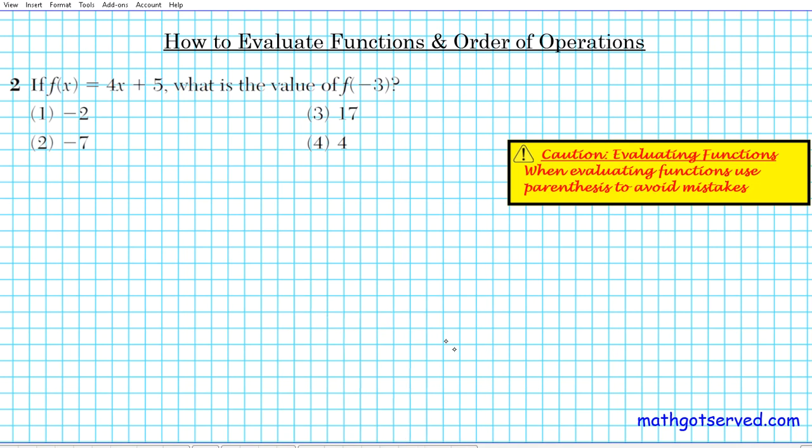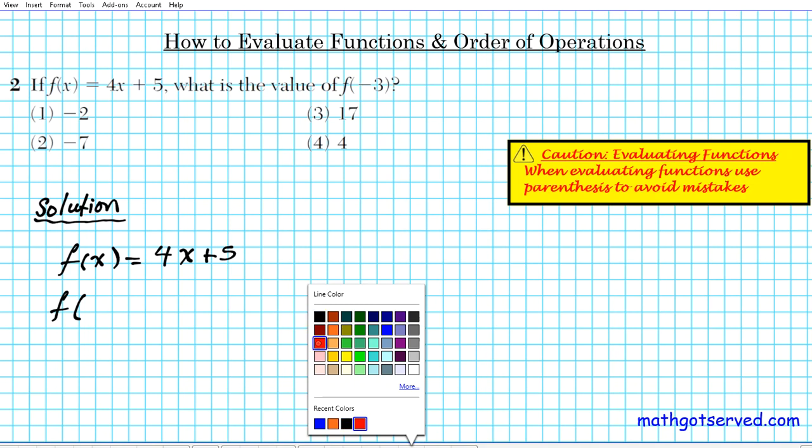In question 2, we're going to be assessed on how to evaluate functions at a specific value, and we will be implementing the order of operations in the process. So the solution is as follows. We have the function f of x equals 4x plus 5. We're asked to find the value of f of negative 3. What on earth is that? What is f of negative 3?